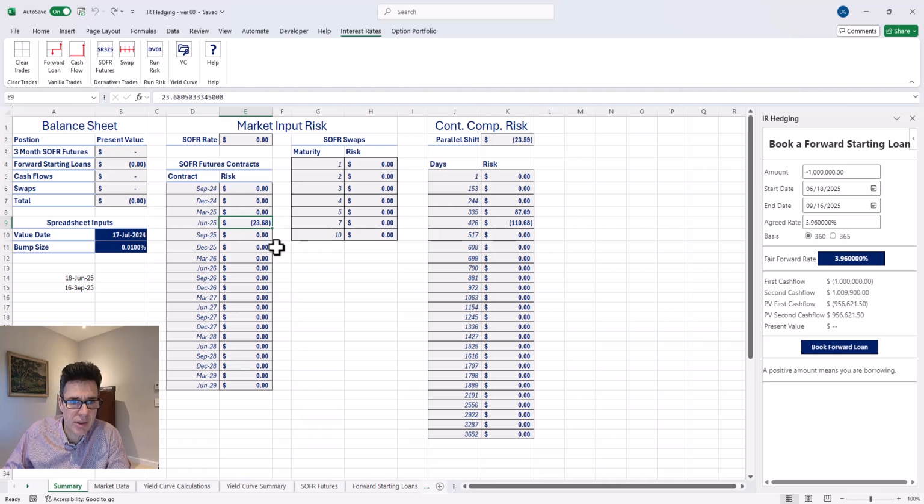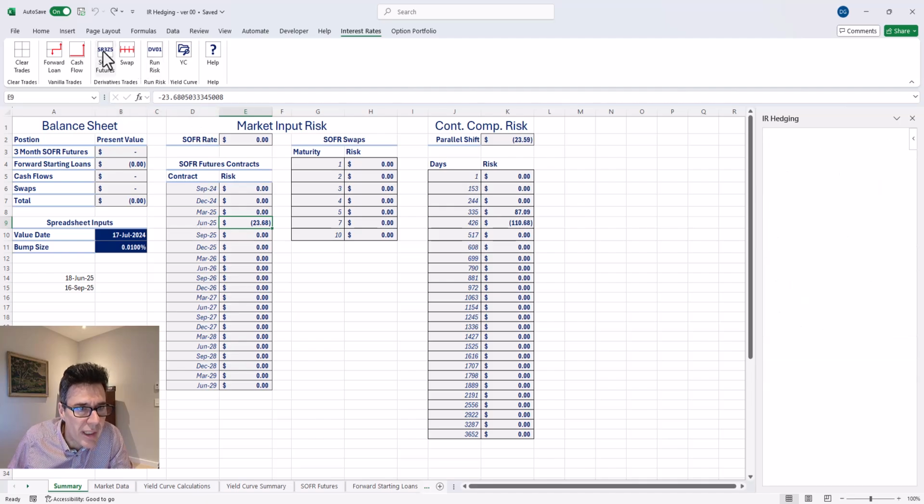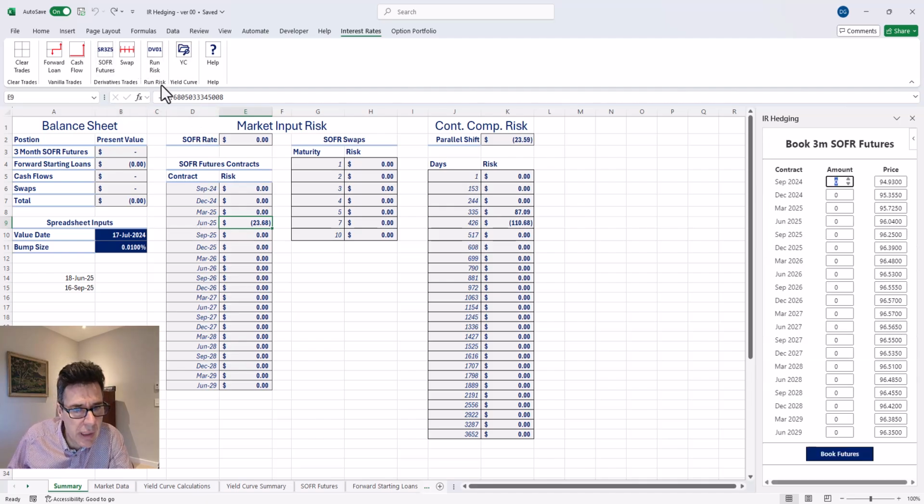Now, the other way to think about SOFR futures contracts is to say that $25 is aligned to $1 million of borrowing or lending for 90 days on the given date. So again, we are lending $1 million. We need to do a SOFR futures contract position, which effectively is locking in the borrowing rate for $1 million. Irrespective of how we think about it, we go to the SOFR futures. We're interested in June 2025.